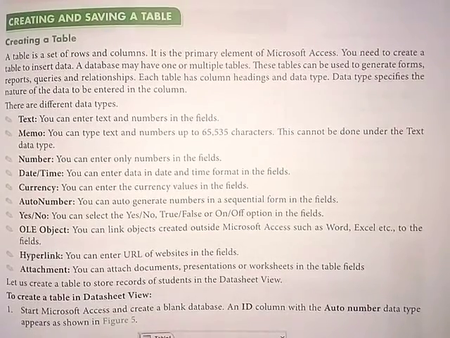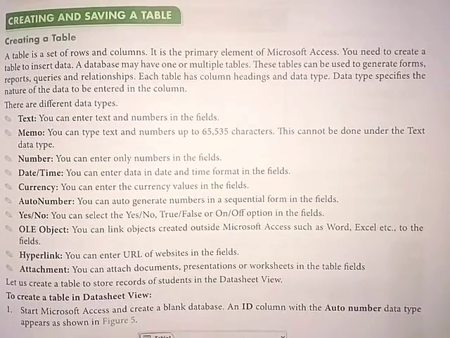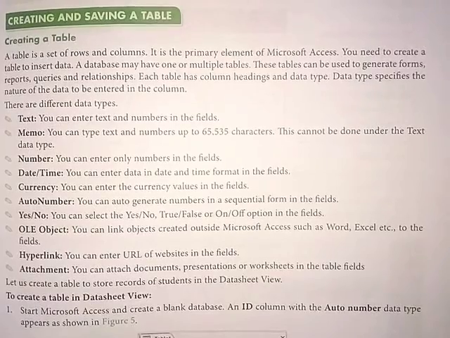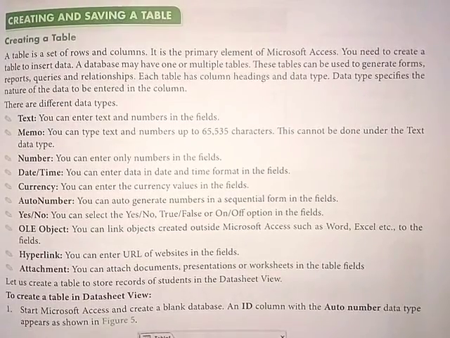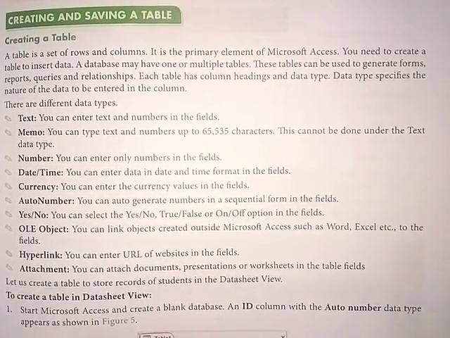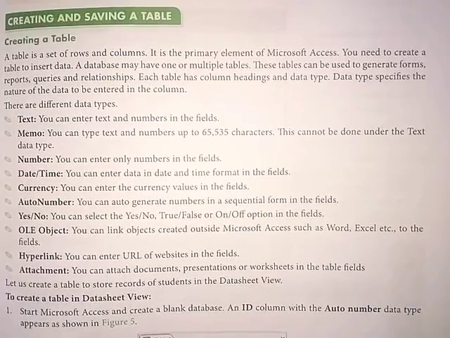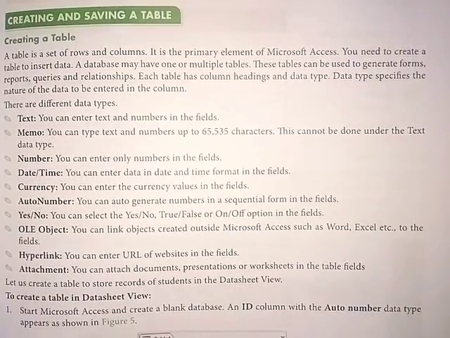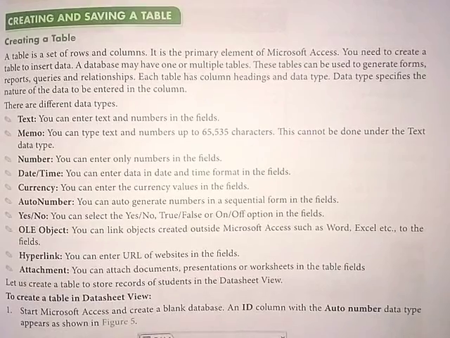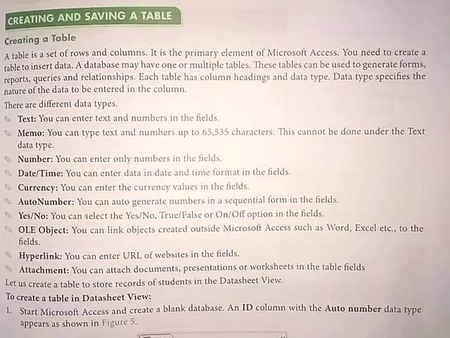Each table has column heading and data type. Data type specifies the nature of the data to be entered in the column. There are different data types. Text. You can enter text and numbers in the fields. Memo. You can type text and numbers up to 65,535 characters. This cannot be done under the text data type. Number. You can enter only numbers in the fields.